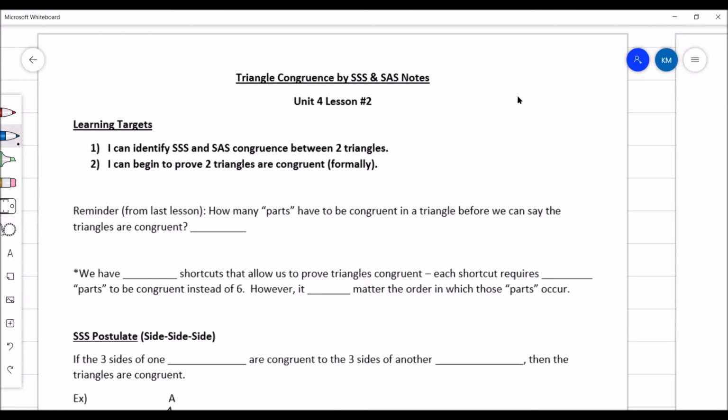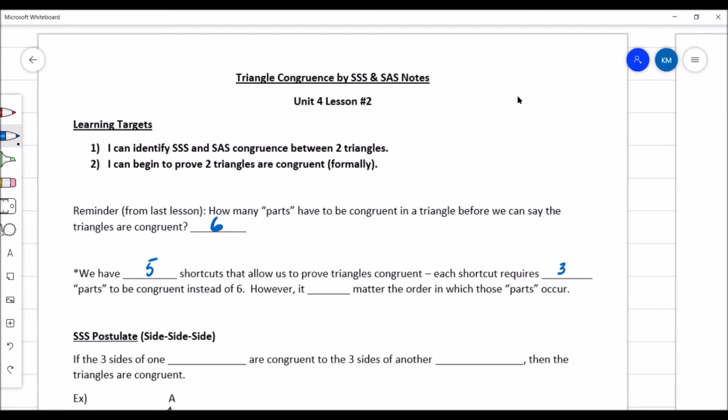Okay? So, reminder from last lesson, how many parts have to be congruent in a triangle before we can say that the triangles are congruent? Well, that answer is 6. And that's because there are 6 parts, 3 sides and 3 angles. Okay, we have shortcuts that allow us to prove triangles congruent. Each shortcut requires 3 parts to be congruent instead of 6.